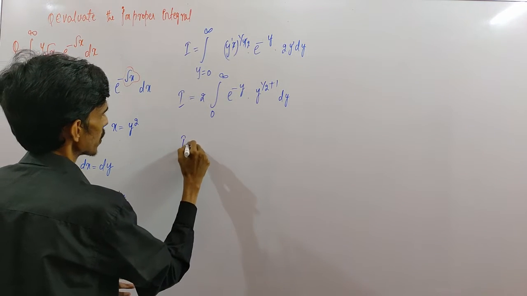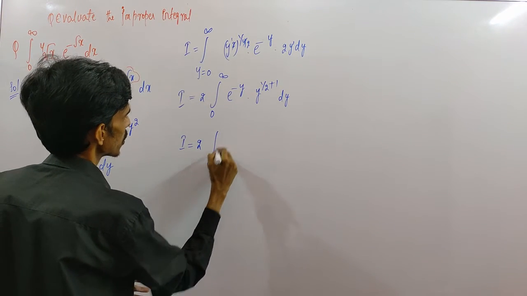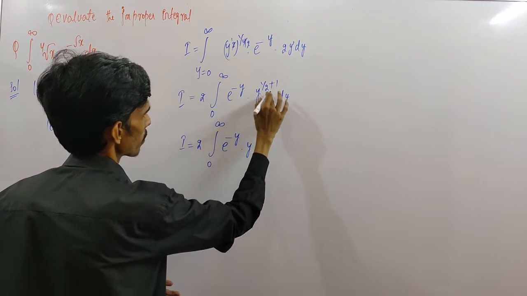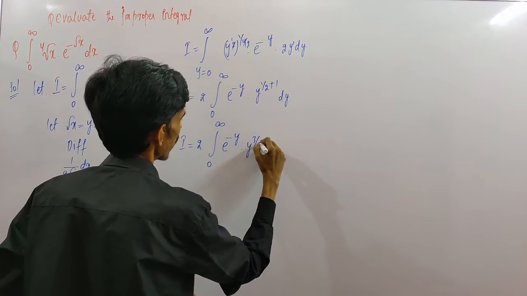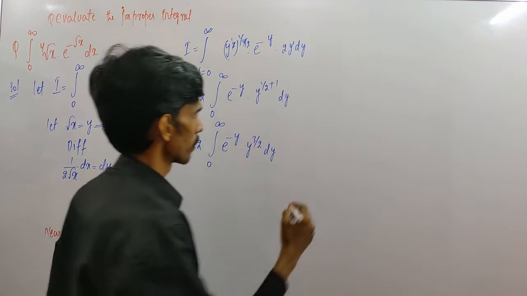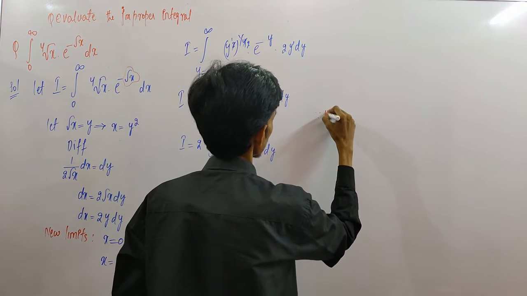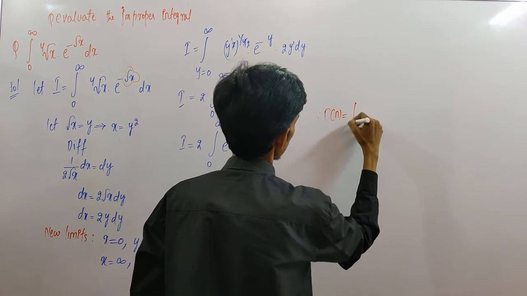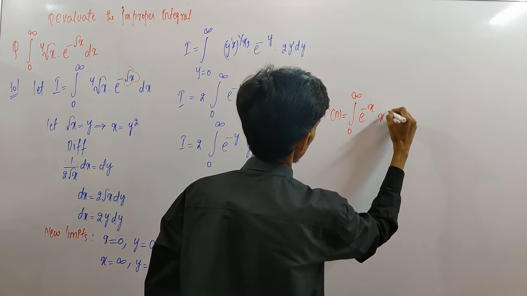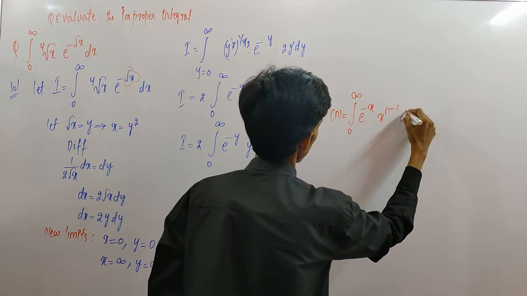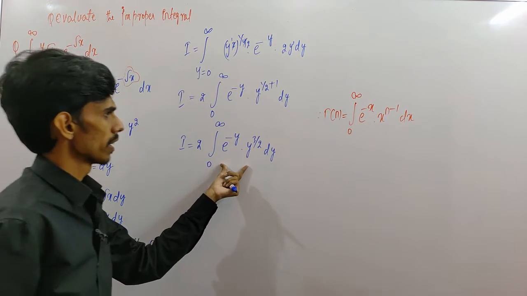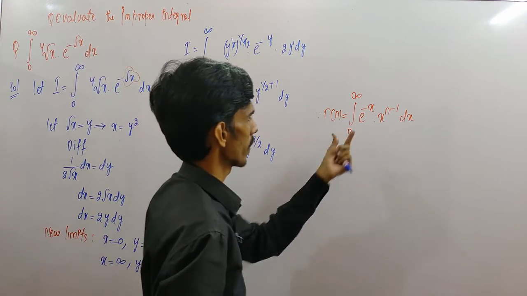Now this I is equal to 2 integral 0 to infinity e power of minus y, y power of 1 by 2 plus 1, we have 3 by 2, dy. We know that gamma of n is defined as the integral from 0 to infinity e power of minus x, x power of n minus 1 dx. This integral is in the form of this gamma of n.